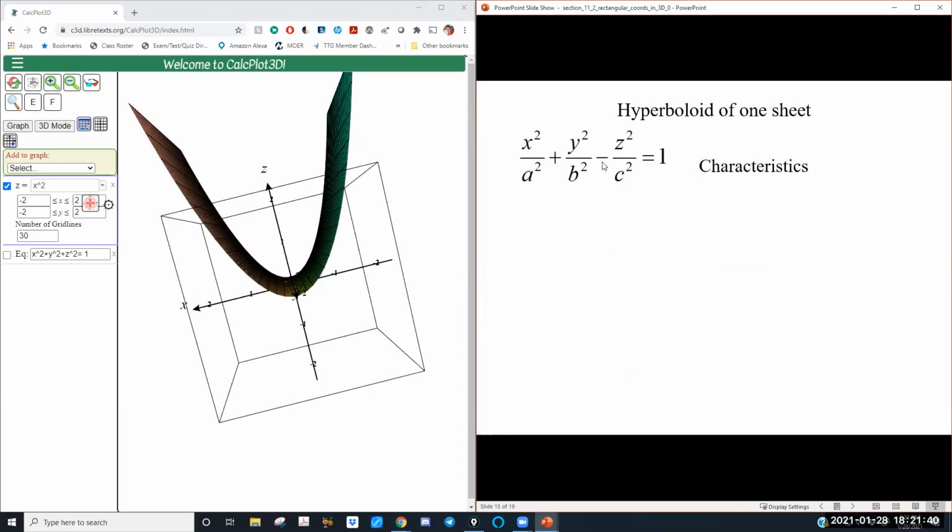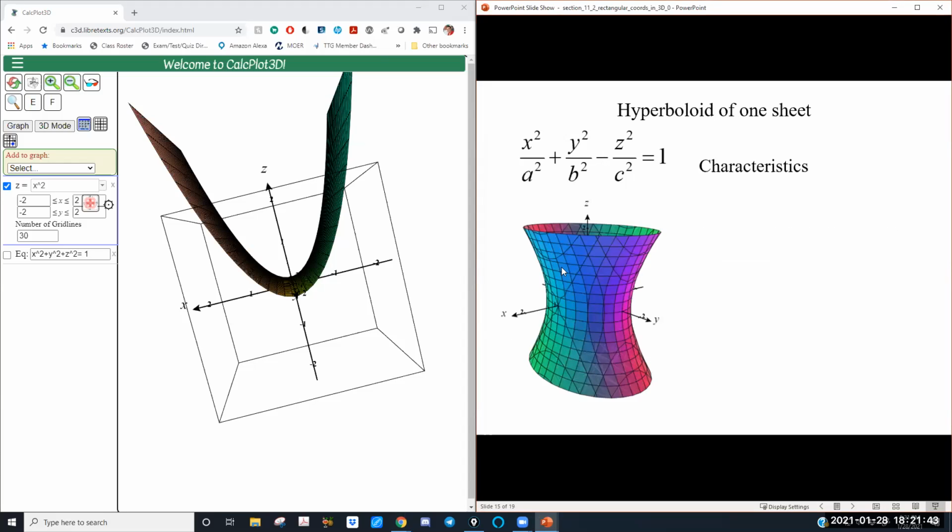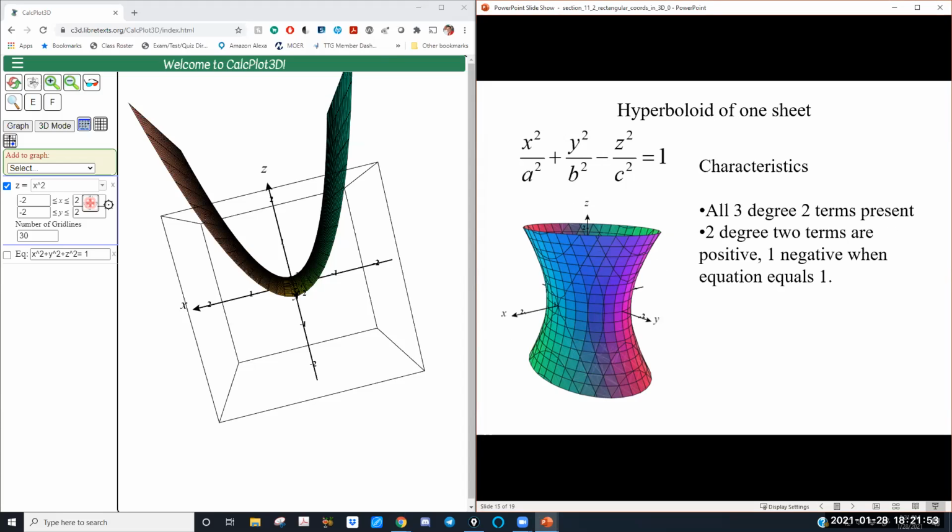A hyperboloid, notice the minus, creates a hyperbola in this direction. Notice the trace in this direction would be an ellipse. So all 3 degree 2 terms are present, 2 positive, 1 negative, when it equals 1. One of the traces is an ellipse, the other 2 are hyperbolas, and if we spin it, we see the hyperbola. It's a cool looking shape, the hyperboloid. And the axis will always be parallel to the negative variable.